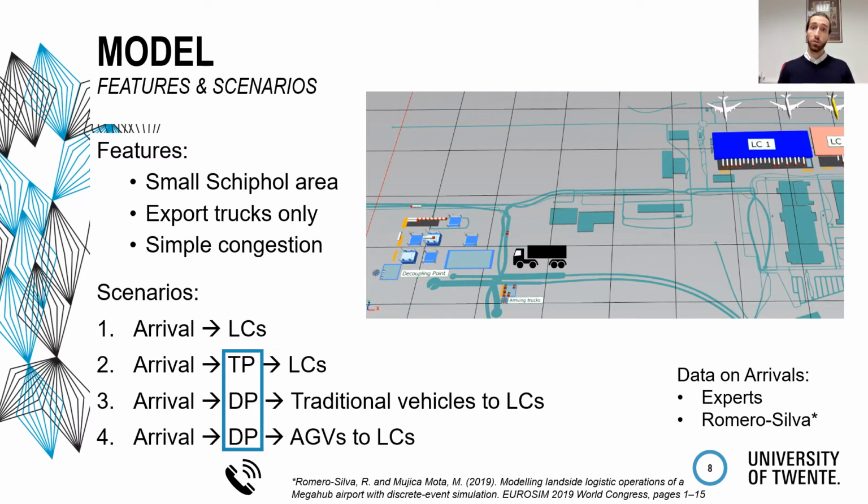We also have 4 scenarios that we can reproduce in this model. And the first scenario is pretty easy. It's just the arrival of trucks and then moving directly to the logistics centers, as you can see here.